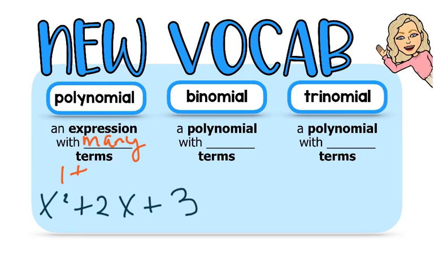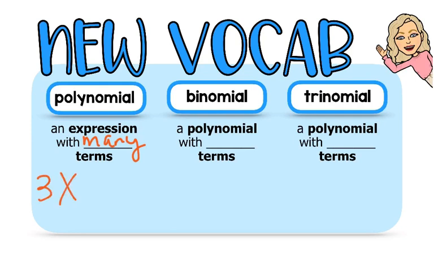None of these can be combined together because none of them are like terms. So I have 3 terms in this. That would be considered a polynomial. But another type of polynomial would be just the first term, x squared. That's also a polynomial. Another example might be 3x squared plus 2. In this example, there are 2 terms. So a polynomial is just any expression with many terms.